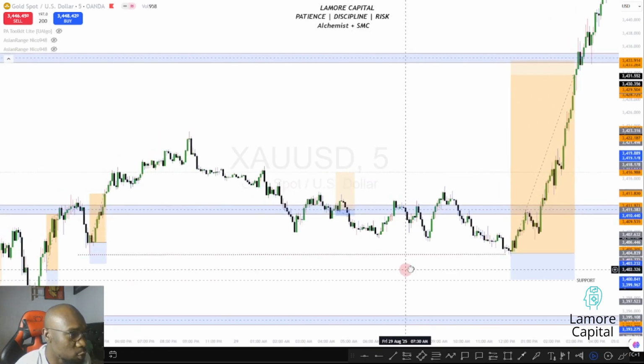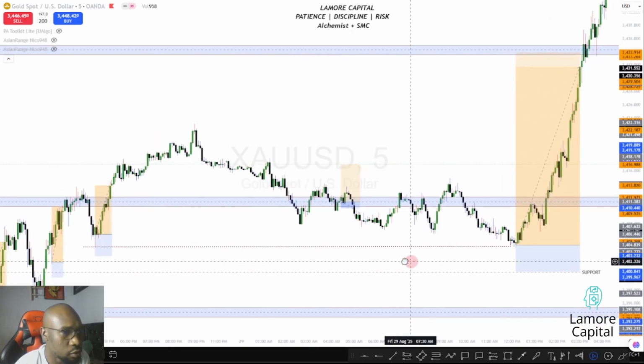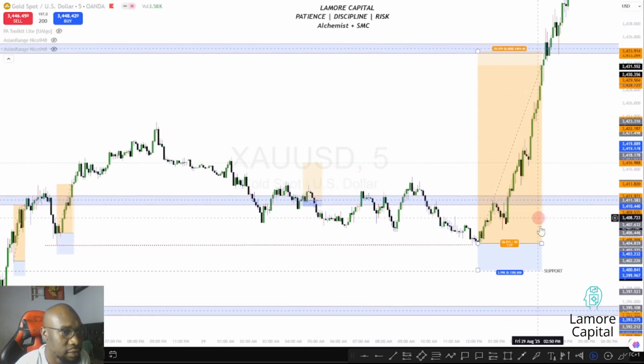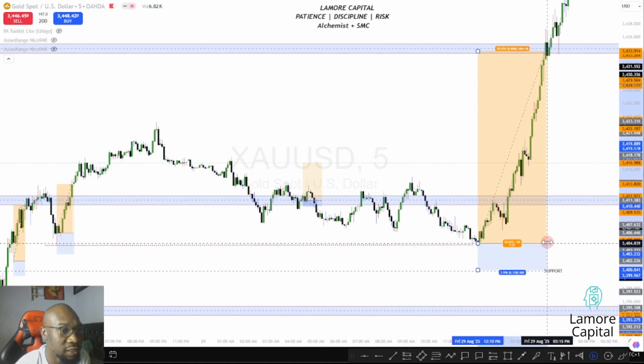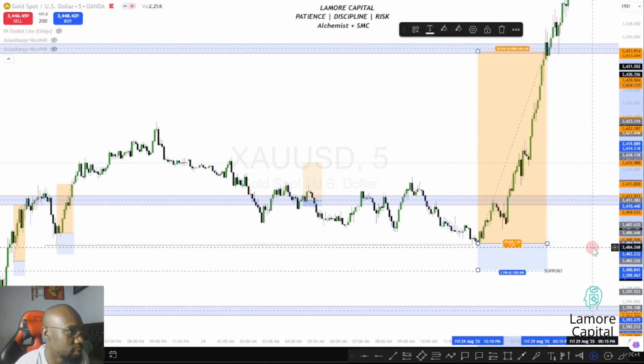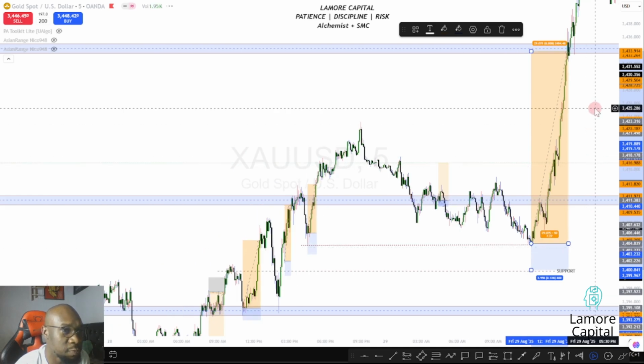Now this trade was taken on Friday, and we banked a nice trade here. So that is it for this particular week.